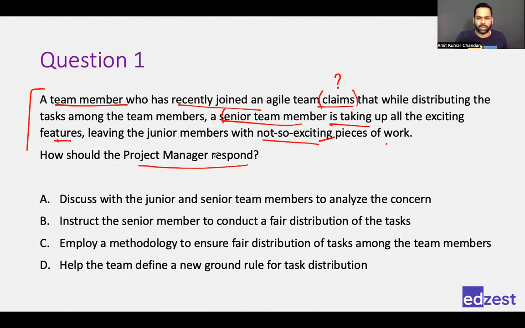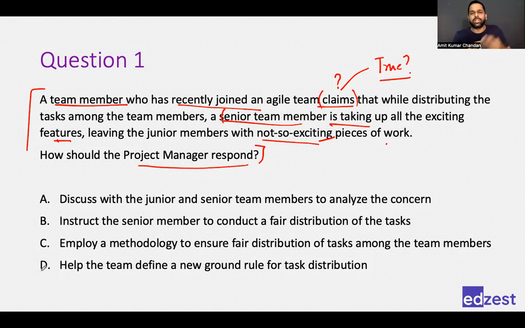So how should you respond to that? How should the project manager respond? First, I would try to verify whether whatever claim is being made is true or not. That's the general first thing. It need not be the answer. You might not find that in your options, but that is your general understanding. If somebody is claiming something, whether it is a team member, stakeholder, sponsor, anybody, who has a concern, who is complaining, I need to first validate whether whatever they are complaining about is true or not.